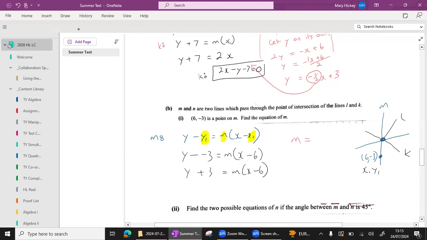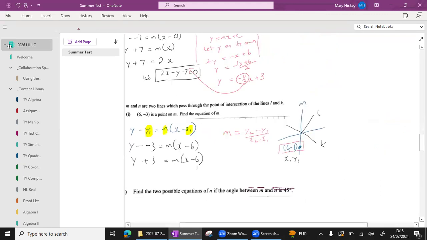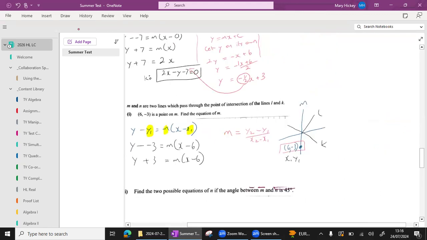m is equal to, and we have y2 minus y1 all over x2 minus x1. So to do the slope, I would need 2 points. Now I do again have my (6, −3), but I don't have this intersection point yet. So what I'm going to have to do is solve them simultaneously. So I use L, which is x plus 2y minus 6 equals 0, and I set that up with the line that I just found, which is 2x minus y minus 7 equals 0.